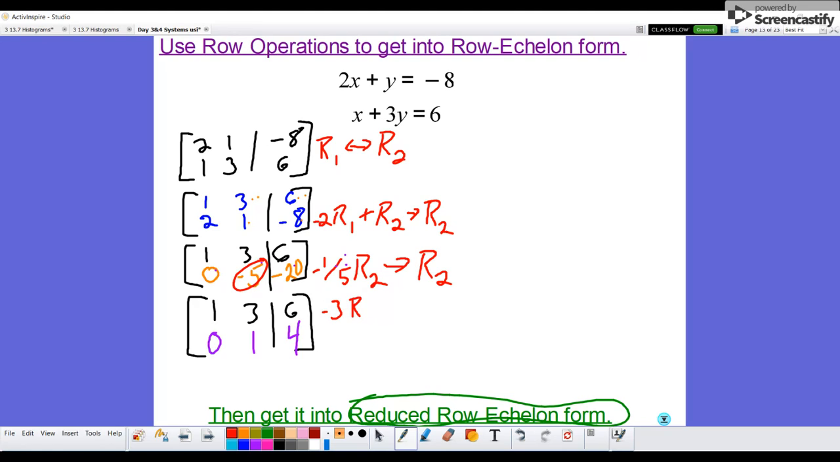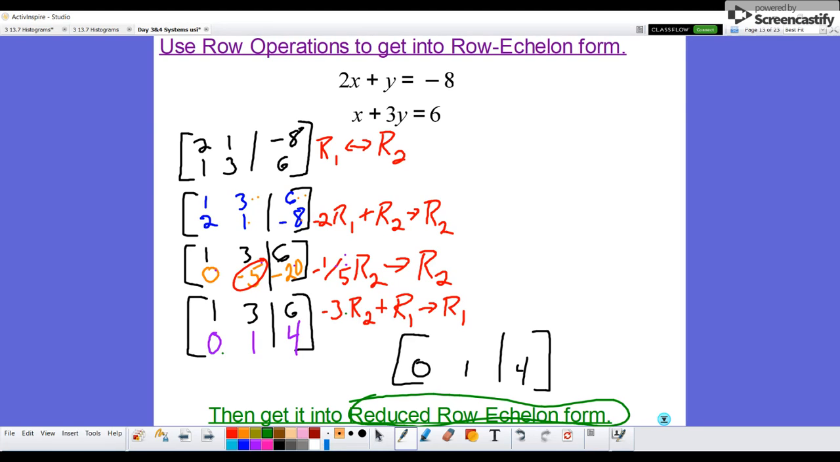Negative 3 times row 2. We're still going to use row 2 where that 1 is, because that's the easy way to do it, plus row 1. We're going to put that in row 1. Okay. So, copy the row that doesn't change, 0, 1, 4. And let's do the row that does change.